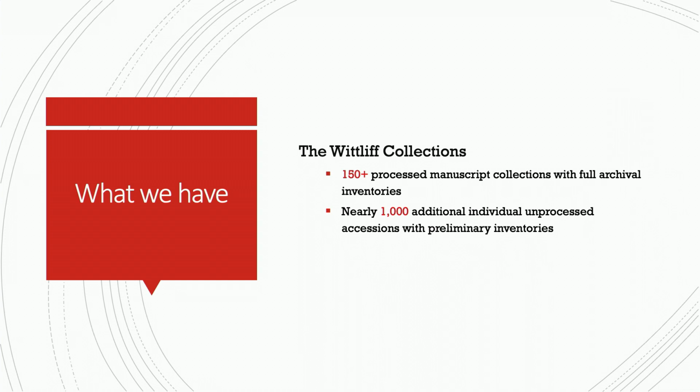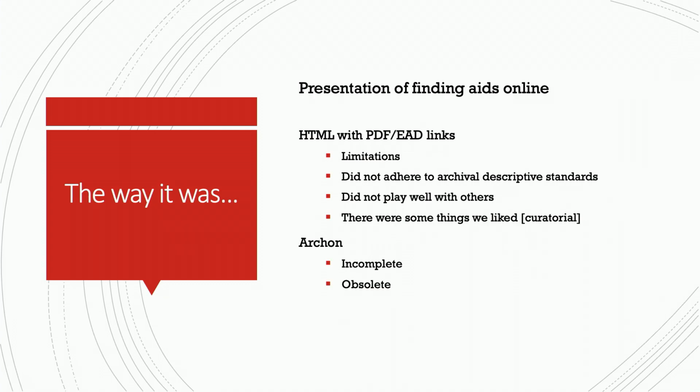So again, just more background. We have at the Whitliff over 150 fully processed manuscript collections and nearly 1,000 of those additional preliminary inventories that range from accessions of a handful of folders to hundreds of linear feet. So there is a wide range of materials. And just so, the way it used to be, and actually still is, but that's neither here nor there.